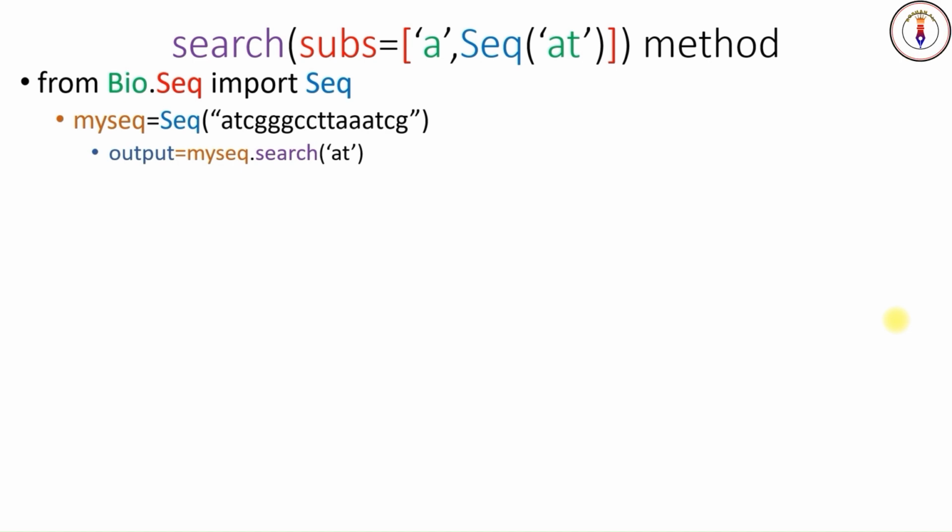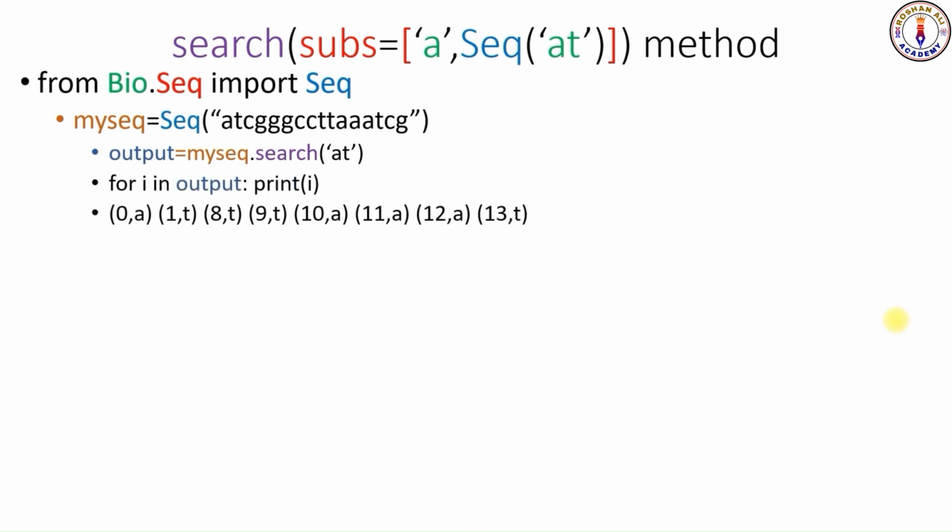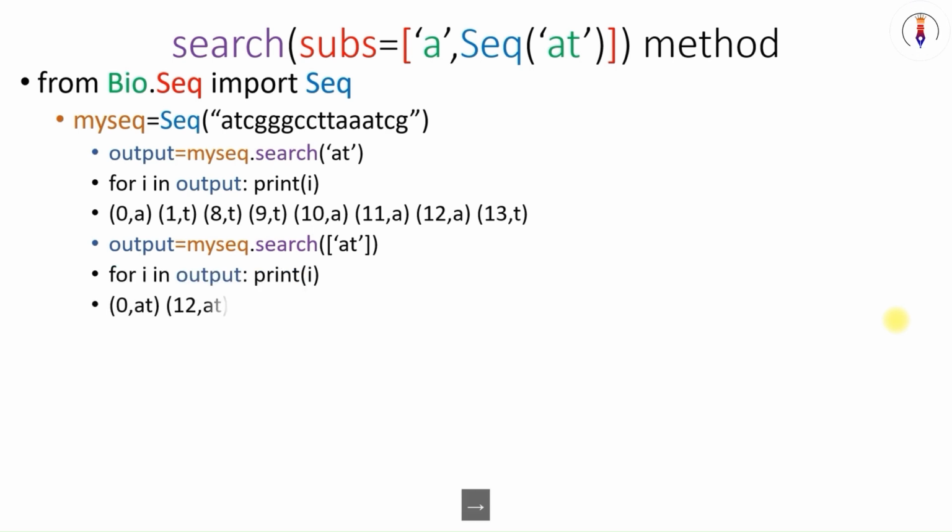To see the output, you cannot print it directly. You have to use the for loop command to see the output of search command. If you want to search for the pattern AT, then you must use square brackets. Otherwise, it will search for A and T separately. Here, the result will be like this. It will tell you the positions of all AT patterns. One is at position 0 and another is at the position 12.